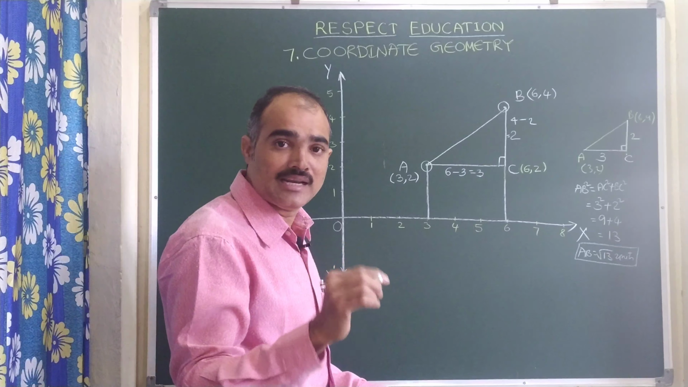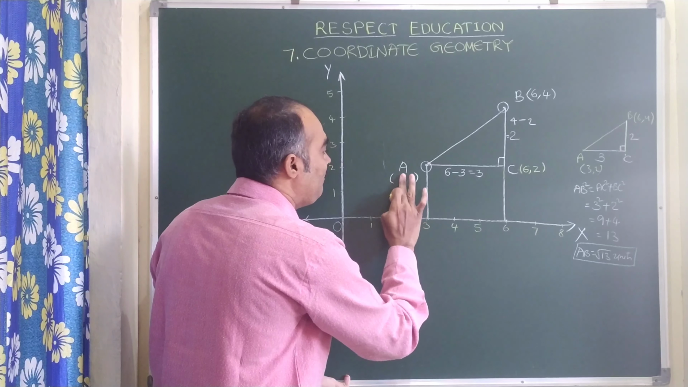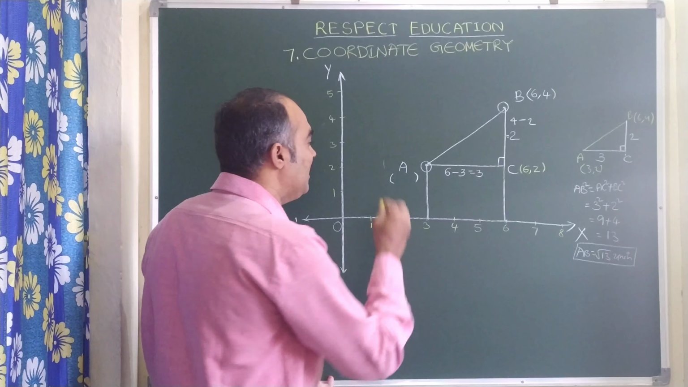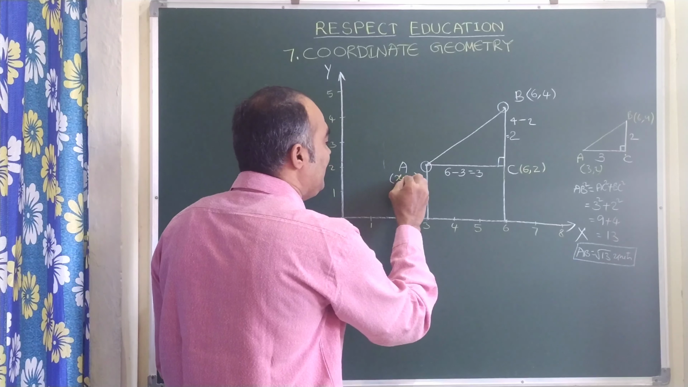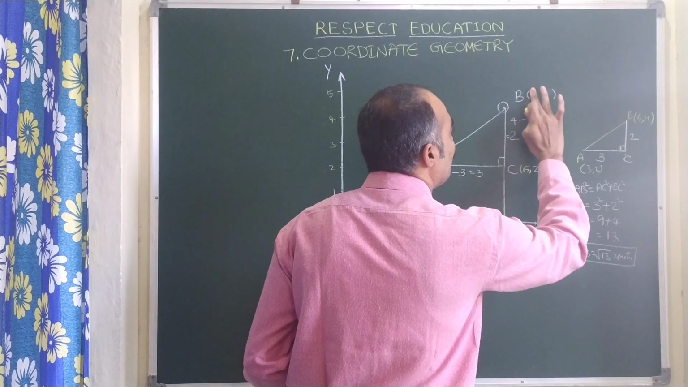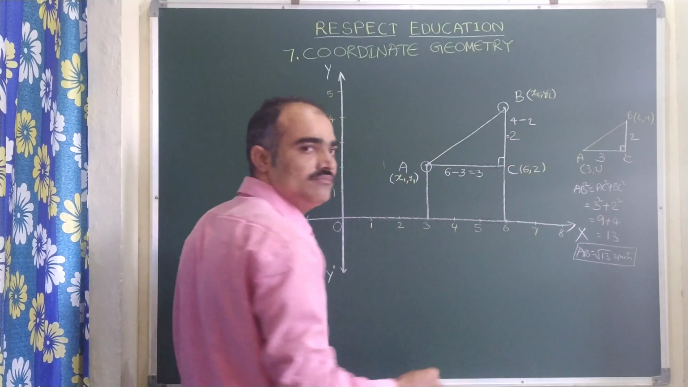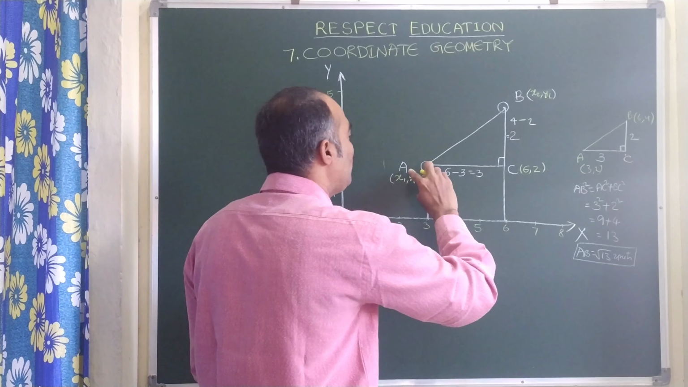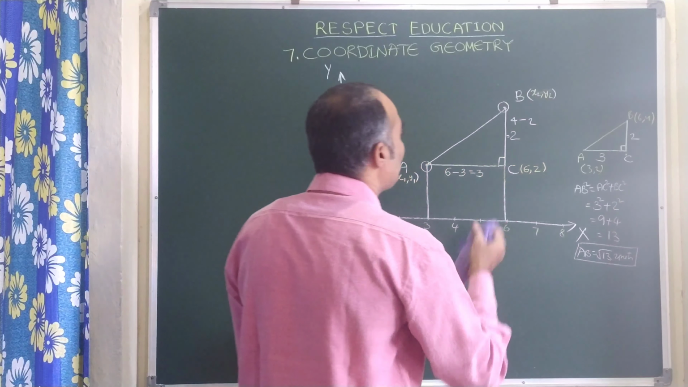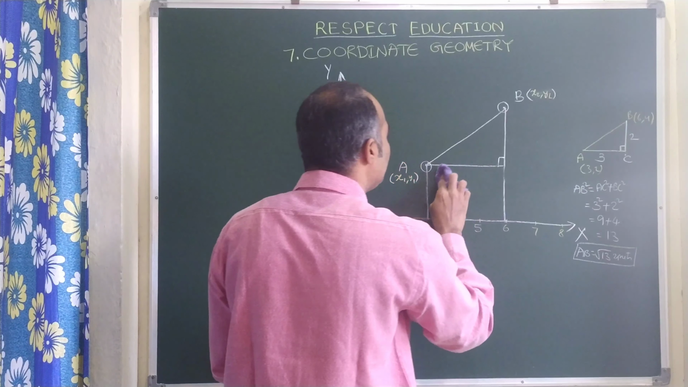Now let us generalize these values. See how to generalize. Here I am taking A value, in place of 3 comma 2, as x1 comma y1. In place of B 6 comma 4, I am taking it as x2 comma y2. Right. Now here I am going to find the distance between A and B. So let us remove all the other values which are not required for us.